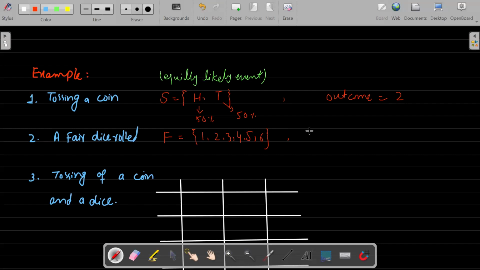Now the outcomes which are supposed to come. My outcomes will be six only. Each number can appear only one time. If you are rolling a dice, you have the probability of this event appearing one time. It means that this is also an equally likely event. Each number has the equal probability to appear. So the outcome is 6.